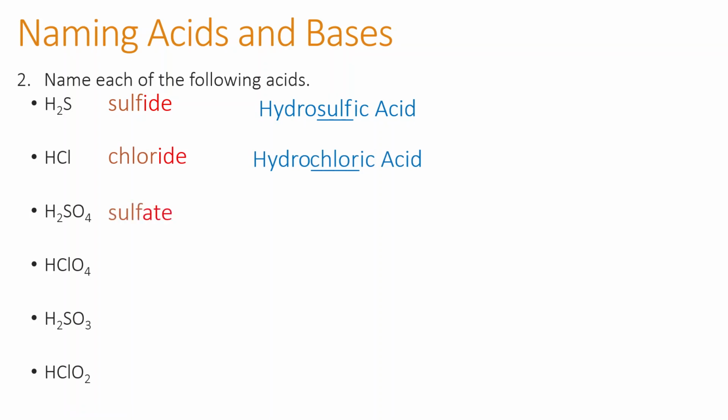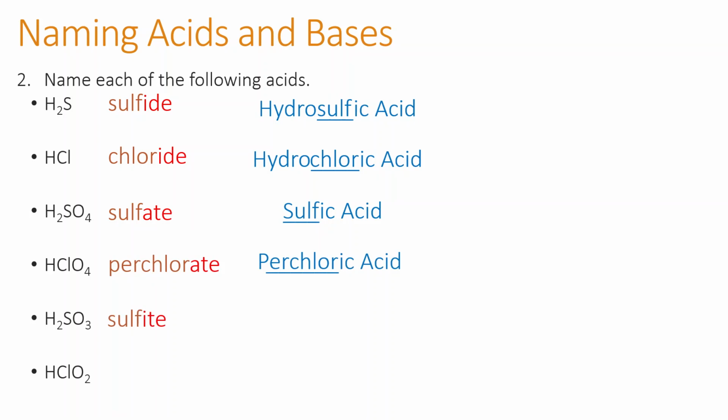Next, we have H2SO4. SO4 is called sulfate. So we're going to name this as a blank-ic acid. So this would be sulfic or sulfuric acid. ClO4 is perchlorate, so this is going to be an ic acid. It's going to be perchloric acid.